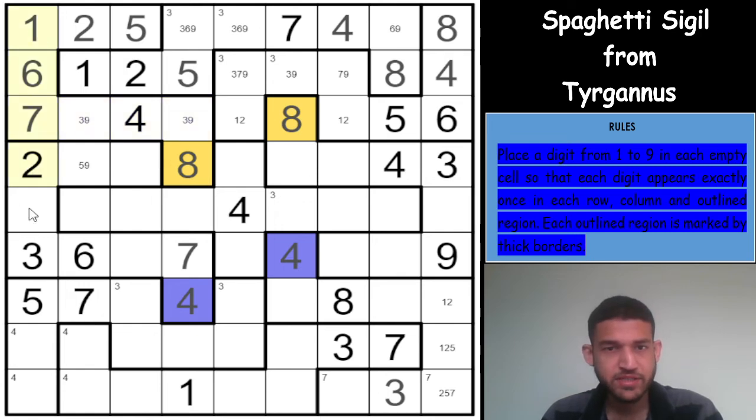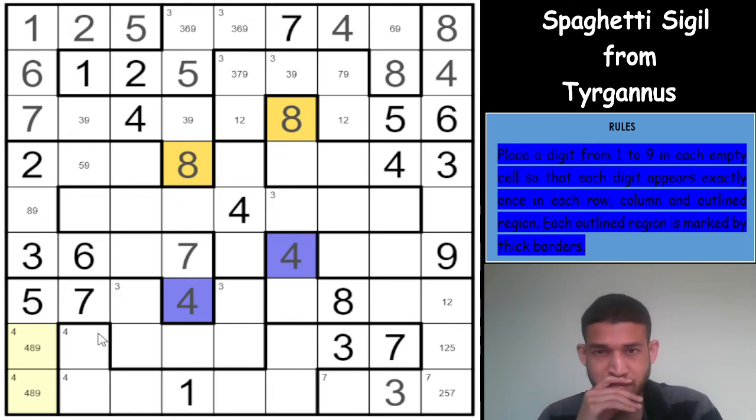So 1, 2, 6 and 7, 3 and 5. So this becomes 8, 9. This becomes 4, 8, 9 for the column. And look at this region. So where does the 5 go in that region? 5 is eliminated from these cells. So 5 has only one cell left. 5 goes here.